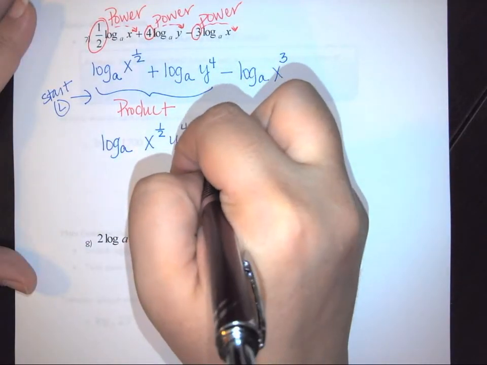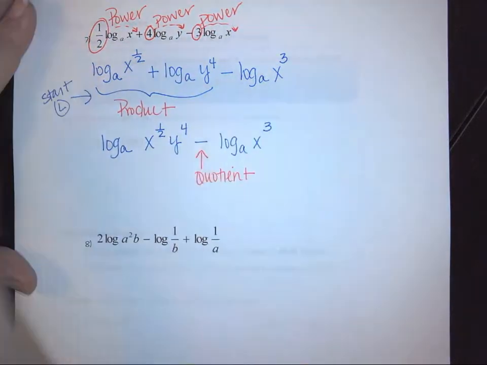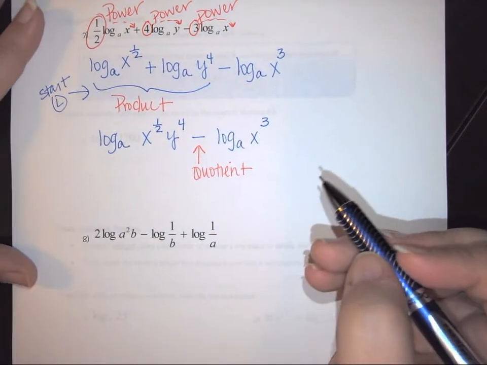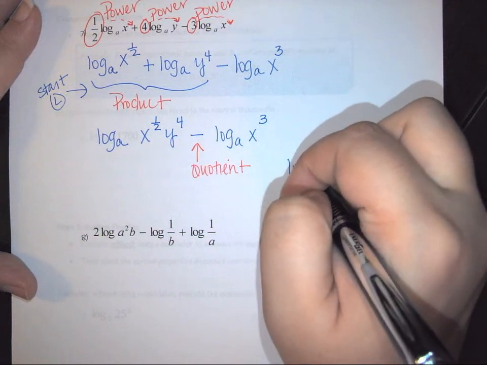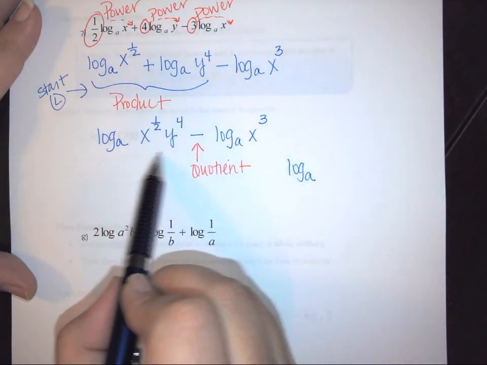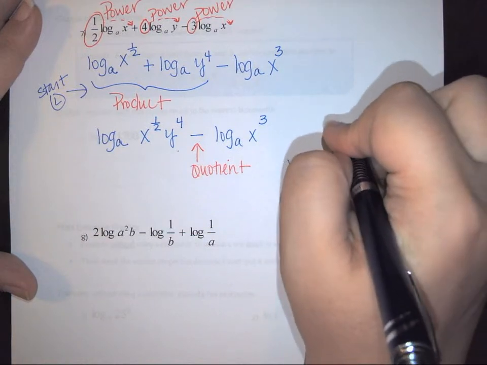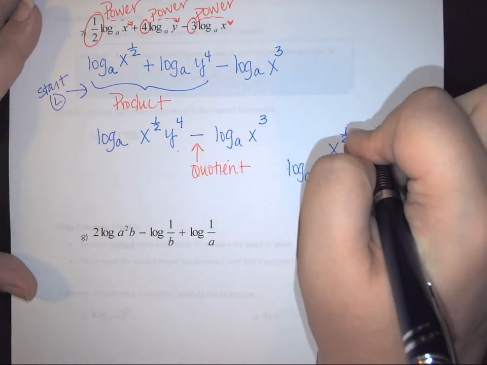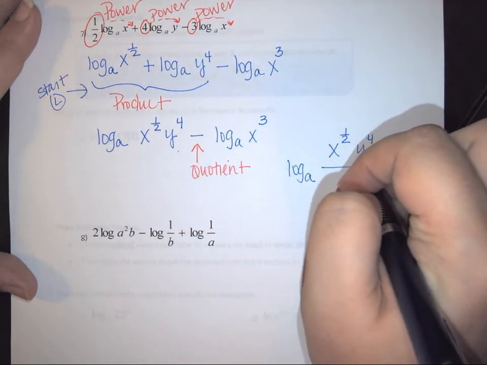Last, this right here is going to be quotient rule. So the quotient rule says division, so I have the log base a. Remember, the first term makes the numerator, so x to the 1/2 y to the 4th divided by x to the 3rd.